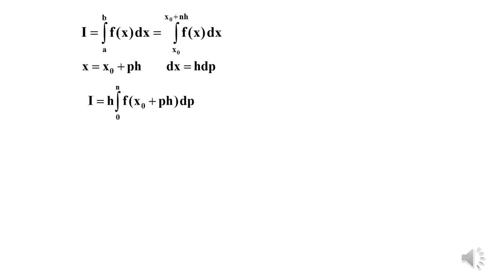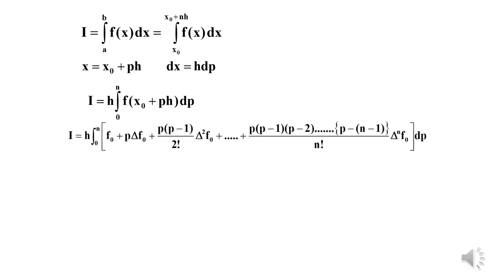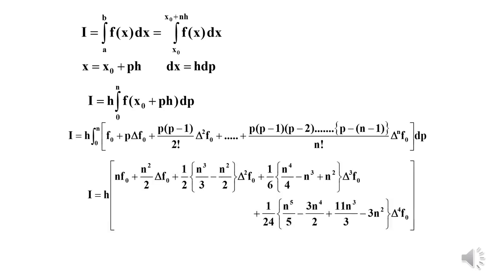To integrate it, first we expand f(x0 plus ph) with the help of Newton's forward interpolating formula, and then we integrate it term by term and substitute the limits. So we first integrate f0 p, and when we put the limits 0 to n, it becomes f0 n. Then we go to the next term, p square by 2 del f0. When we put the limits, it becomes n square by 2 del f0, and so on. So this is our formula, that is Newton-Cotes quadrature formula.